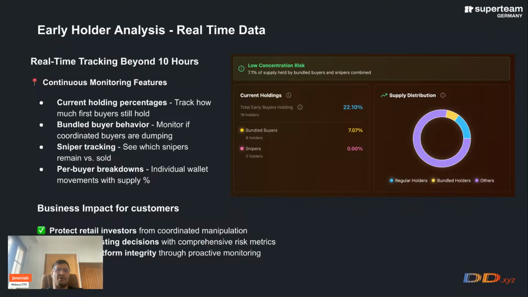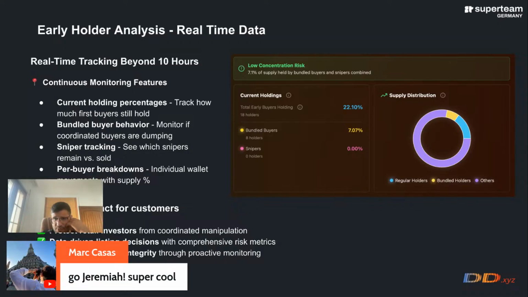So the impact for these customers is that we protect retail investors from coordinated manipulation, and this helps guard against rug pulls. We provide data-driven decisions with these different kinds of risk metrics, enhancing the whole platform's integrity, but also the overall integrity of Web3.